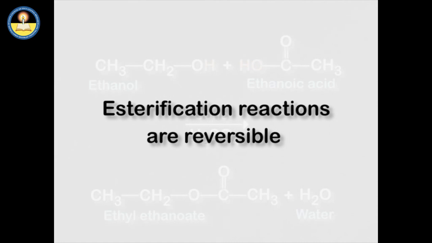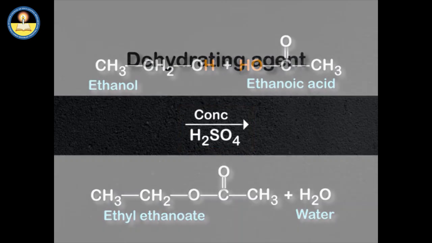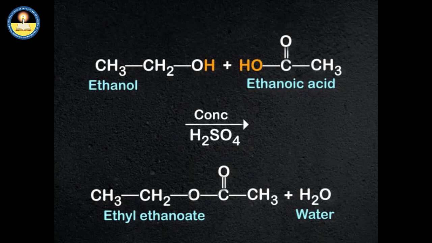Esterification reactions are reversible, and to make them go in the forward direction, concentrated sulfuric acid is added in small quantities as it is a dehydrating agent. It helps in the forward esterification by removing the water formed, thereby preventing the reverse reaction.